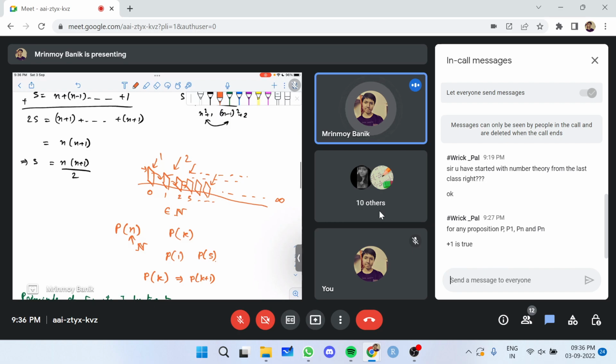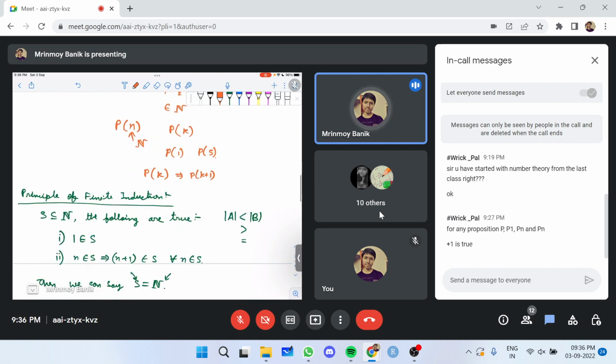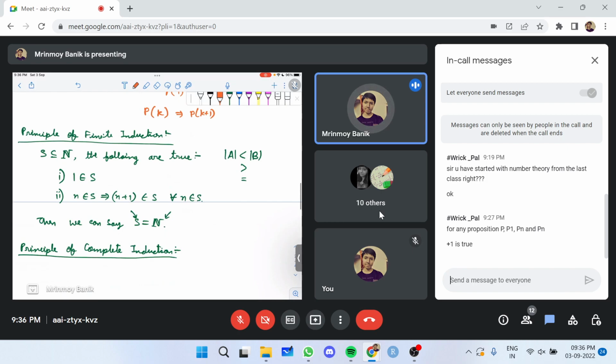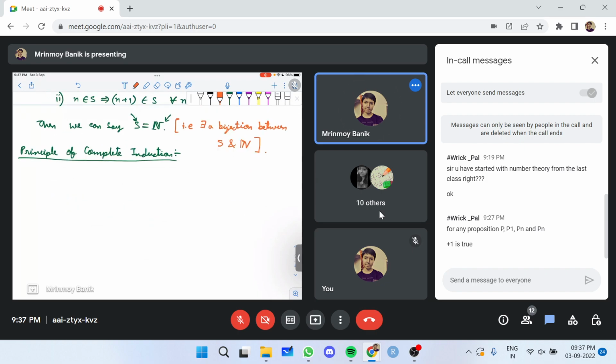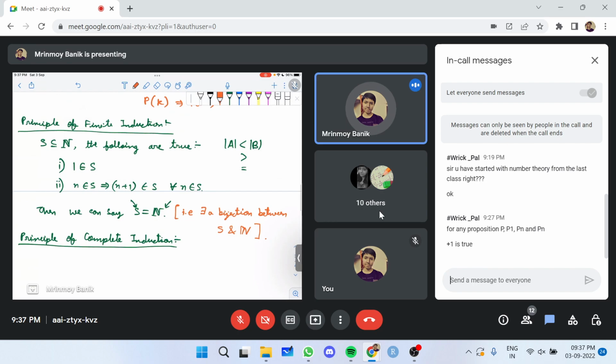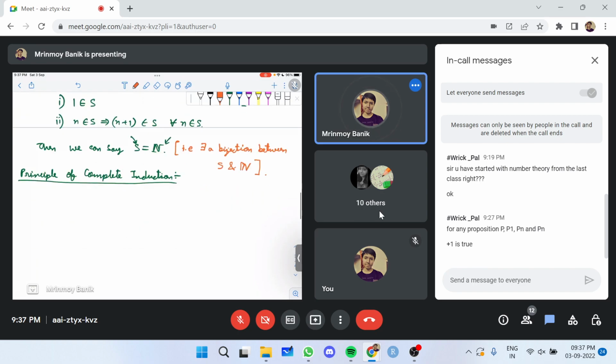So there we say there is a bijection between the set S and the set of naturals. So S equals N means there exists a bijection between S and N. So that's the simpler one, the principle of finite induction.